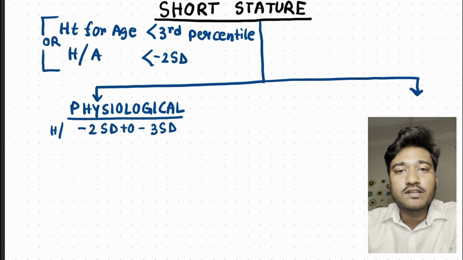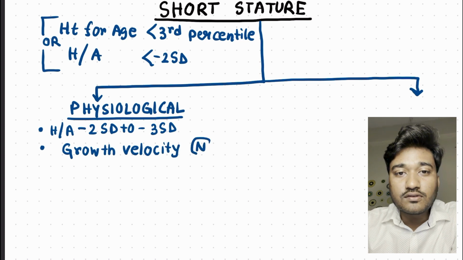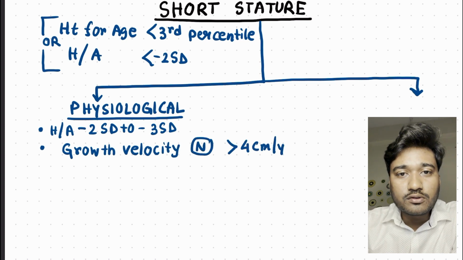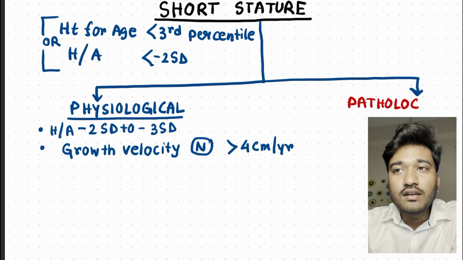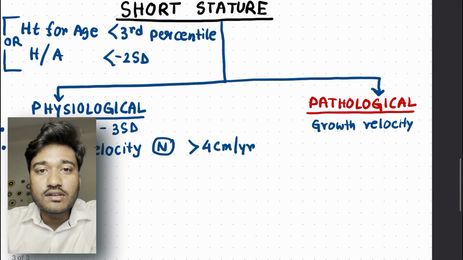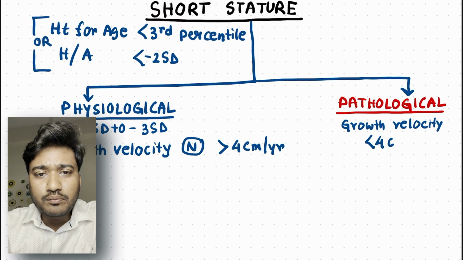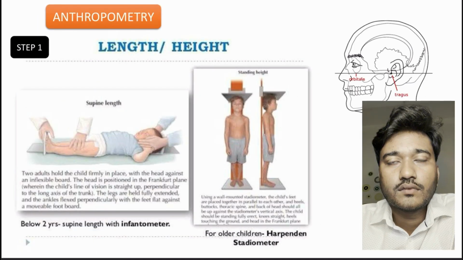Physiological short stature means when the height for age is usually from -2 standard deviation to -3 standard deviation and the growth velocity is normal. Normal growth velocity means more than 4 centimeter per year. And pathological short stature is when the height for age is less than -3 standard deviation, and the growth velocity is always less than 4 centimeter per year. That means when you plot it in the curve, you will find that the curve is either straight or downwards, not upwards. That is it.